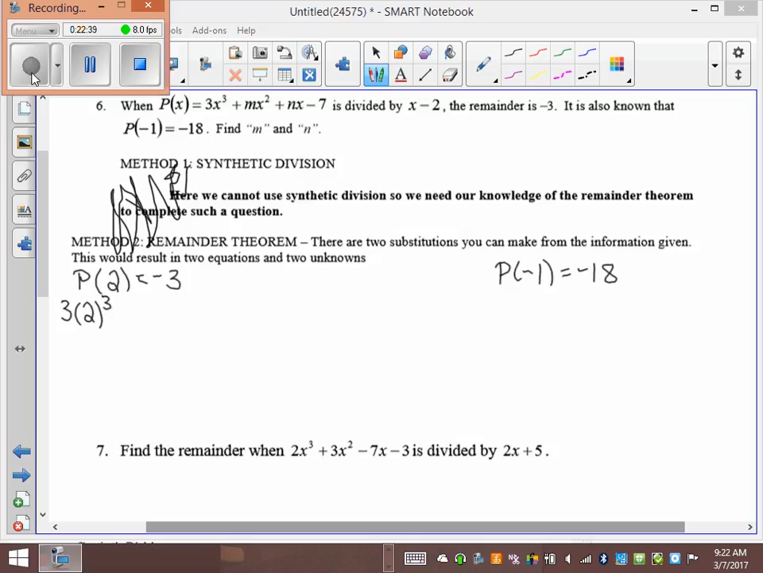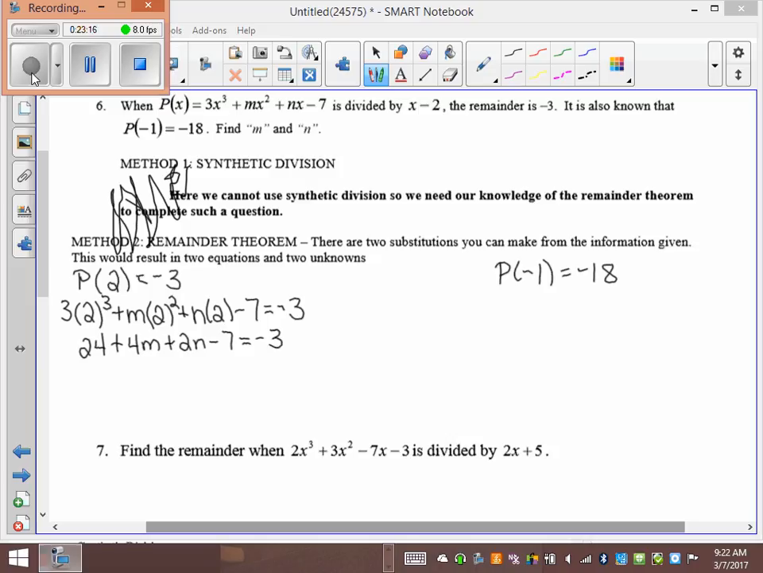3 times 2 cubed plus m times 2 squared plus n times 2 minus 7 equals negative 3. So all the same steps we've done so far, right? Except we can't just solve for the k like we've done in the last ones. So now we have 3 times 2 cubed. 2 cubed is 8. 8 times 3 is 24 plus 4m plus 2n minus 7 equals negative 3.